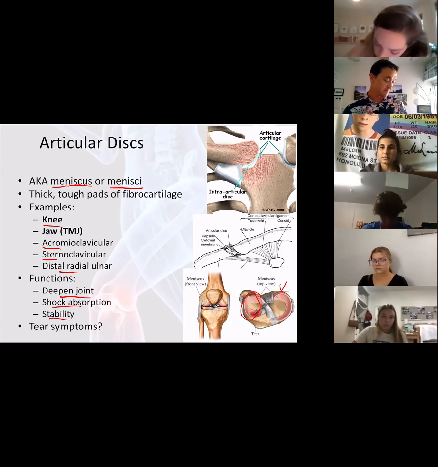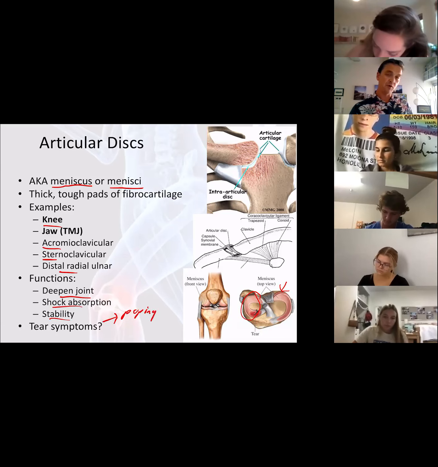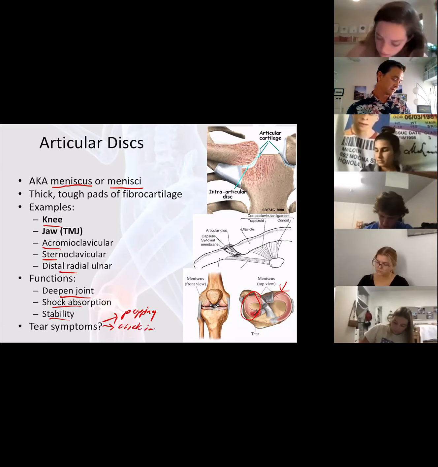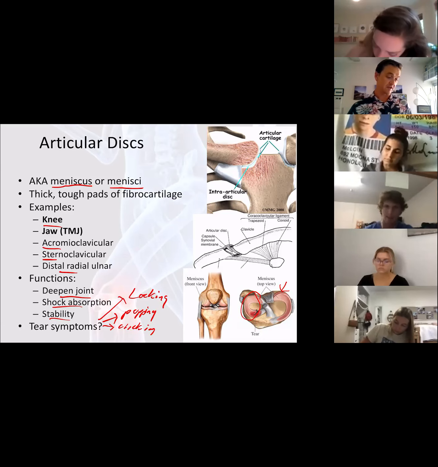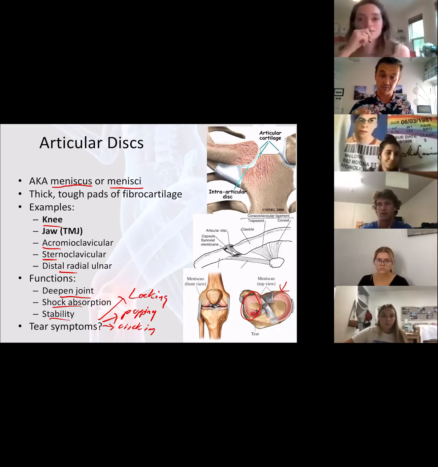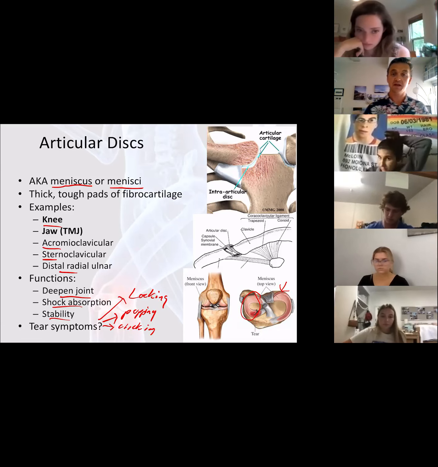So the tear symptoms of this would be, again, popping, but more like popping when you're using it. Two P's. Clicking. The other one would be locking. If you feel like your joint just kind of locks up and you have to push it through and it hurts, it could be a sign of some cartilage getting stuck between those bones, and then you have to pop it through. So locking, popping, catching, clicking, those are all signs of these meniscus type injuries.